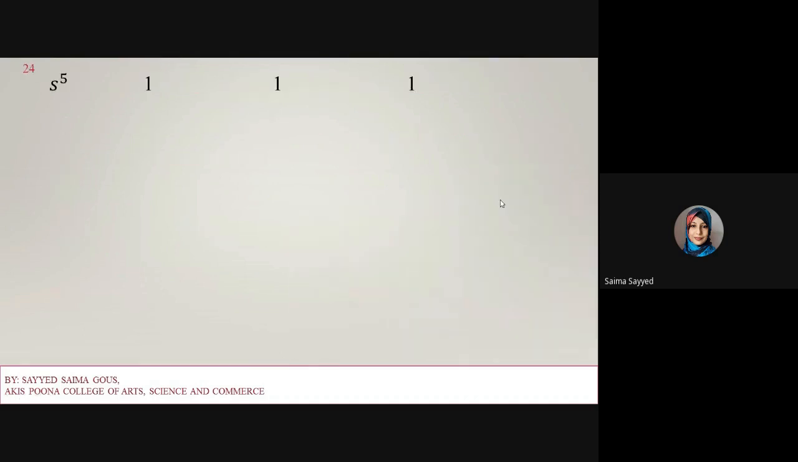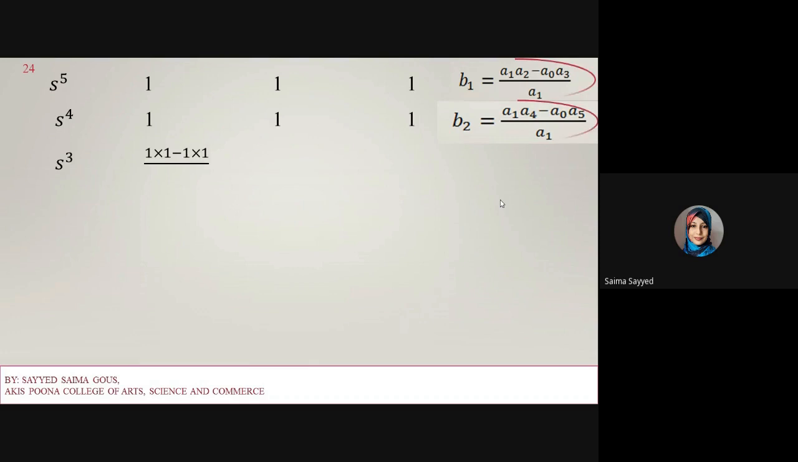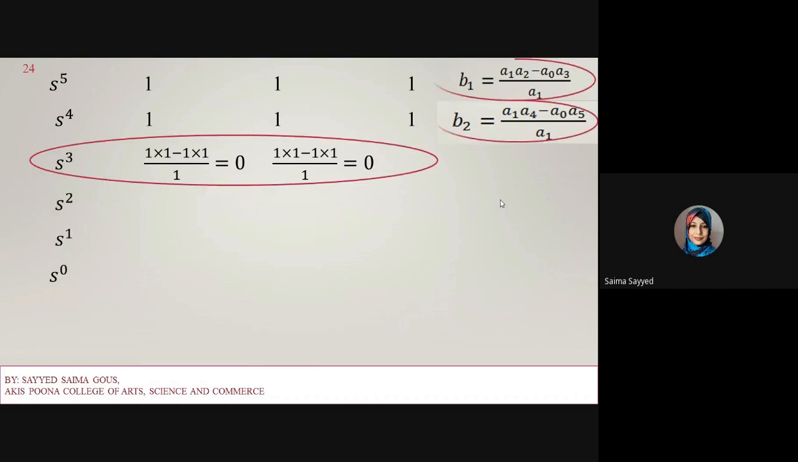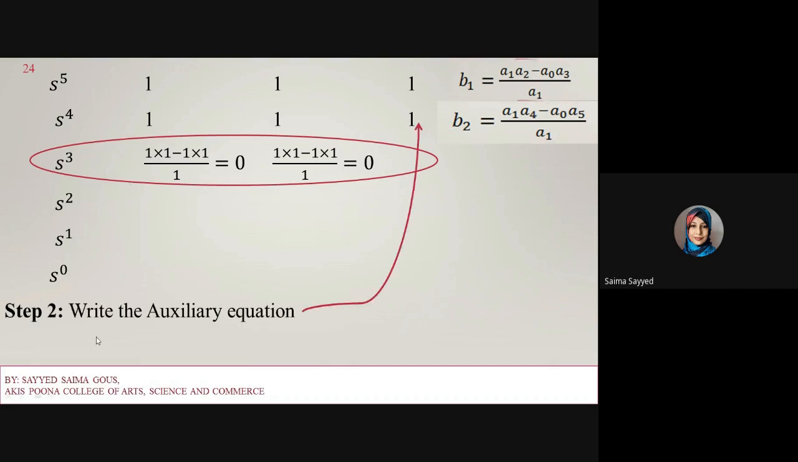Okay, so to find out b1, b2, these are the formulas. So here b1 will be equal to 1 into 1 minus 1 into 1 divided by 1, which will be 0. Then 1 into 1 minus 1 into 1 divided by 1, and it will also be 0. Now here see this row, all the elements are 0. So what we have to do if all the elements are 0, step 2: write the auxiliary equation for the above row of 0.